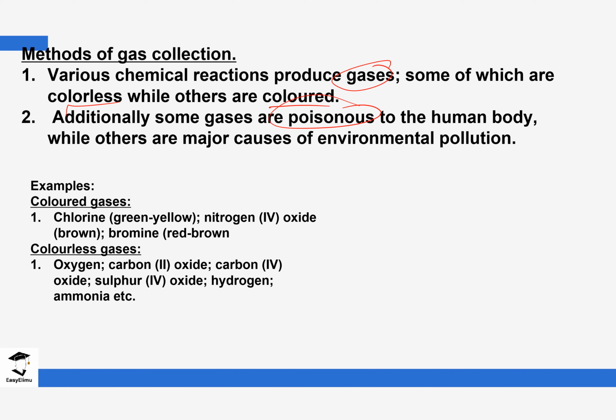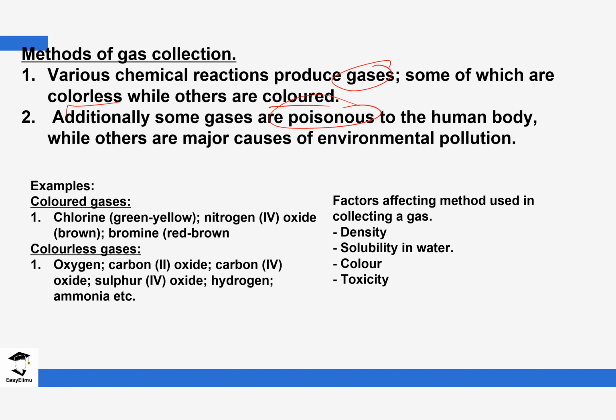And then we have some colorless gases that we are also going to come across in the syllabus. We have oxygen, carbon (II) oxide, carbon (IV) oxide, sulfur (IV) oxide, hydrogen and ammonia. So we have to consider a few factors when we are choosing the method of collecting these gases.